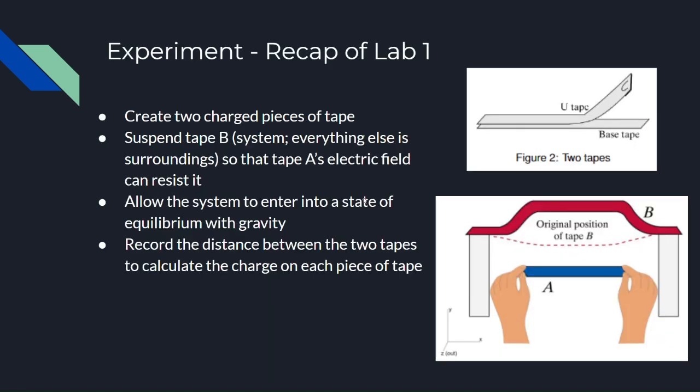A recap of the experiment from last week that this is based off of: we took pieces of tape and created two pieces of charged tape by ripping one piece of tape, a U-tape, off of a base tape. We suspend one piece of tape, tape B, in the air and place the other charged piece of tape, tape A, below it so that the two like charged pieces of tape repel each other, and ultimately the electric force of the bottom overcomes and equalizes the force of gravity acting on tape B. We record the distance between the two tapes when equilibrium is reached.